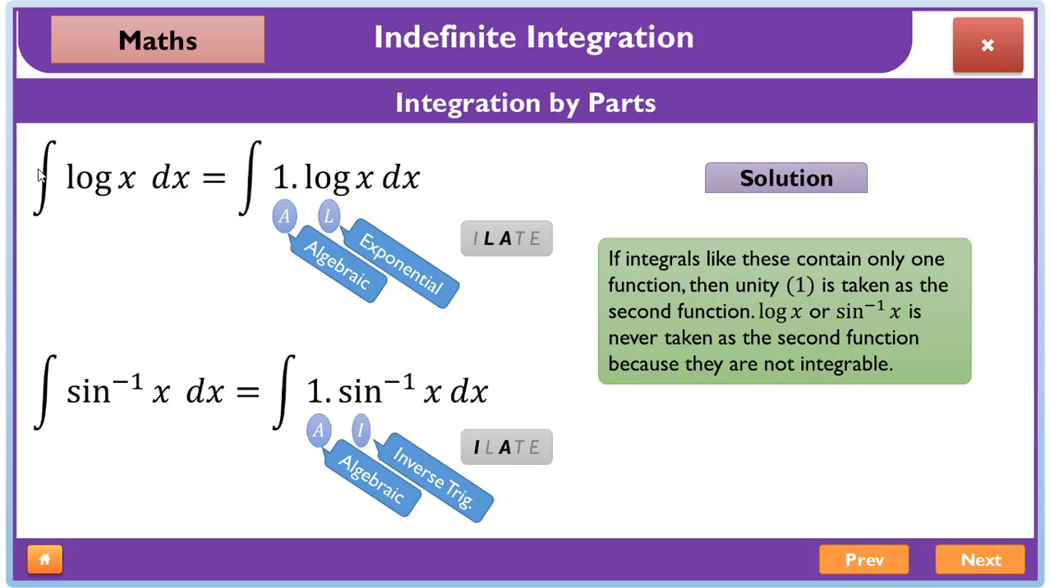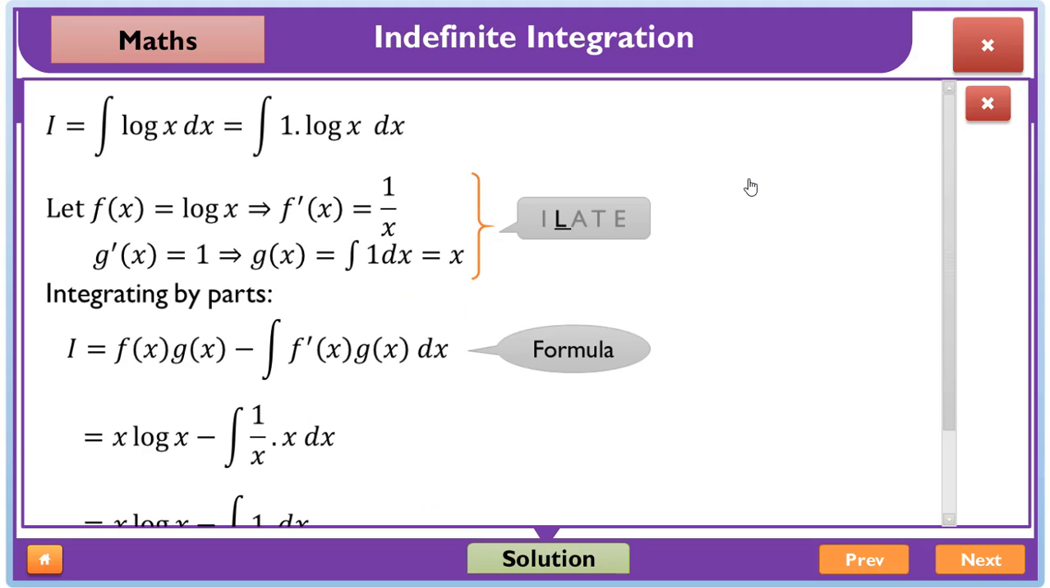So let us find the solution of this integral. As you see, we have taken log x as the first function, and so f dash of x will be 1 upon x. Similarly, take 1 as the second function, so g of x will be integration of 1, that is x.